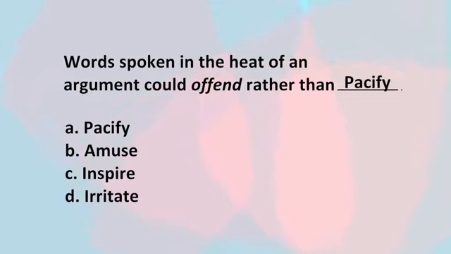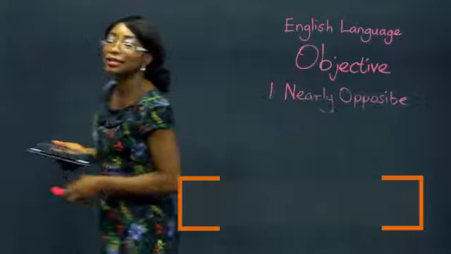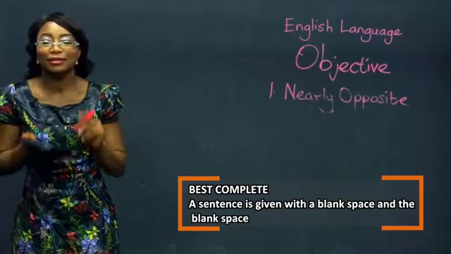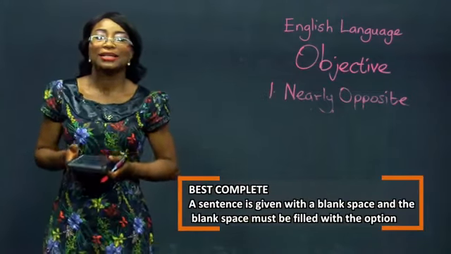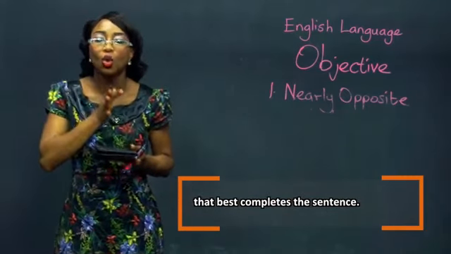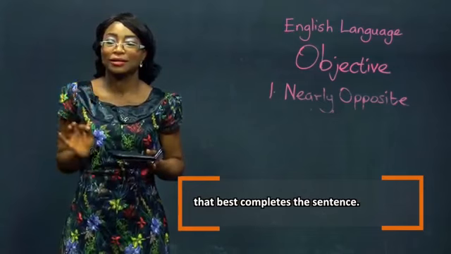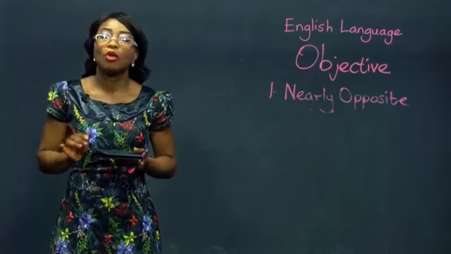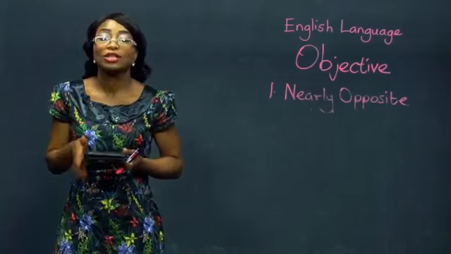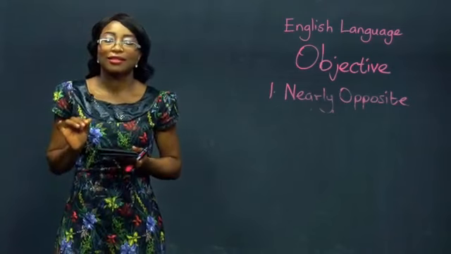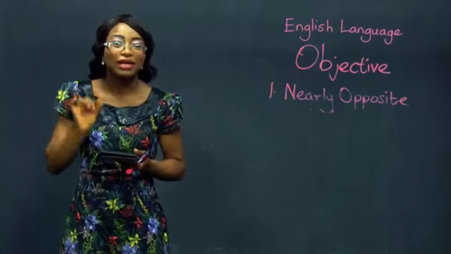Another kind of question that comes up under objective is called, I will tag it, best completes. We'll be given a sentence and we're told to pick the word that best completes the sentence. It is in situations like this that we have answers that are very close to the correct answer. We have good answers there, but we are not supposed to pick the good answer. That would be wrong. We are supposed to pick the best answer. That is why they say that we should pick the one that best completes the sentence.